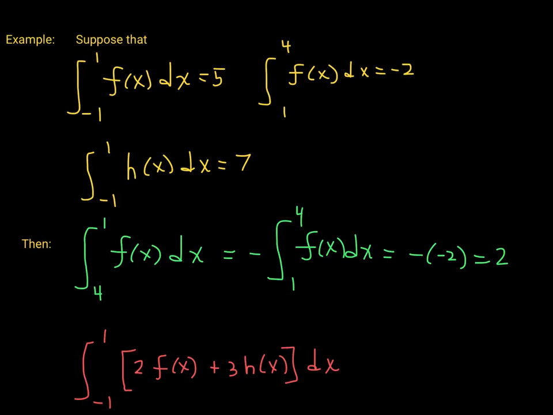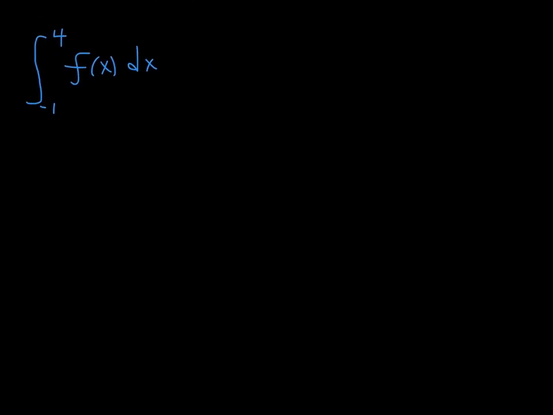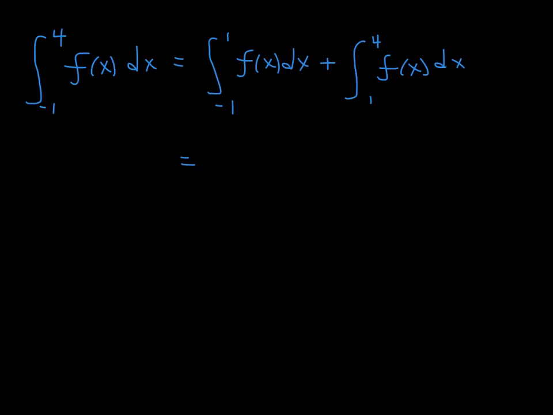So let's go back to our problem down here. There it is. What we can say is that this is equivalent to, using the additivity rule, the integral from -1 to 1 of f of x dx plus the integral from 1 to 4 of f of x dx. Basically we're breaking it apart and adding it piece by piece, right? This is given as 5, and this integral here is -2, and so the integral is equal to 3.